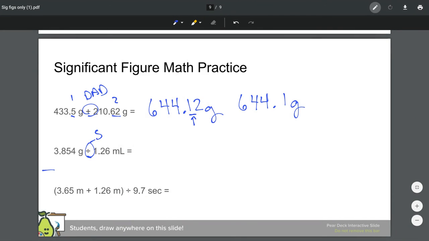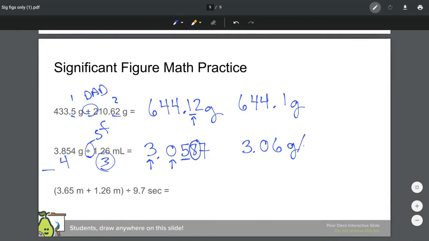Second one, I'm dealing with sig figs because this is multiplication or division. I have 4 sig figs here, 3 sig figs there, so when I put it in the calculator, 3.0587, and I can only have 3 sig figs, so I can have this one, and then here's where I need to round. And I have to look at the very next number to see how to round it. So 3.06, and then the units grams per milliliter. So whenever you have that division symbol, you can just combine the units.